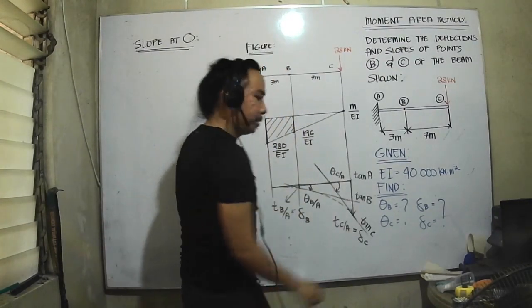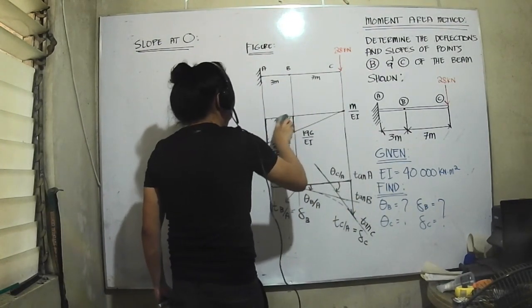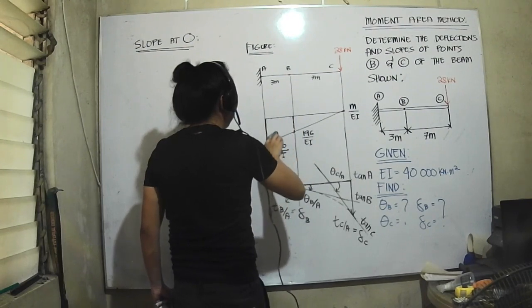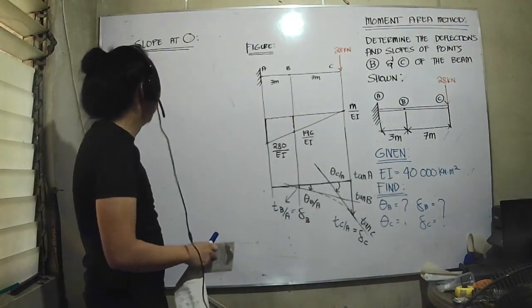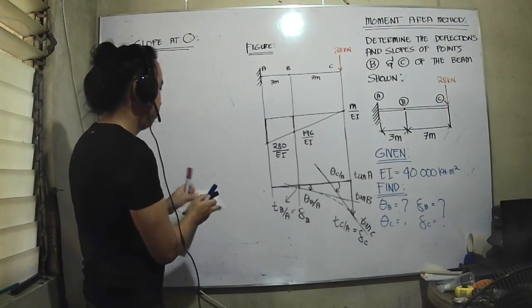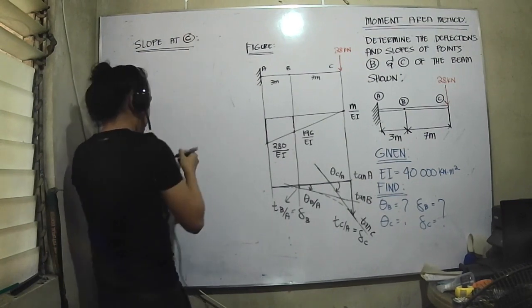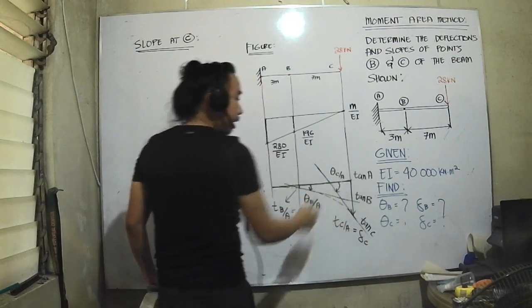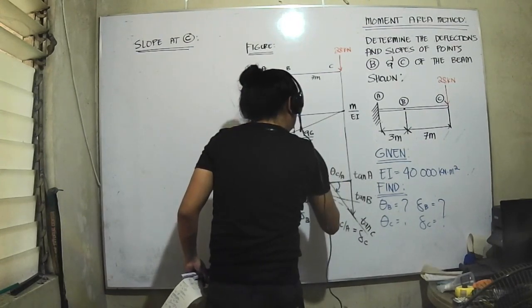Okay? So, we now move on to the second problem, the second part, which is we are to determine the slope at C. That term pertains to this. Okay? This one is CA. Okay, so slope at C.